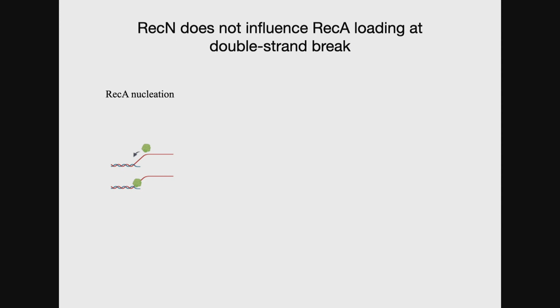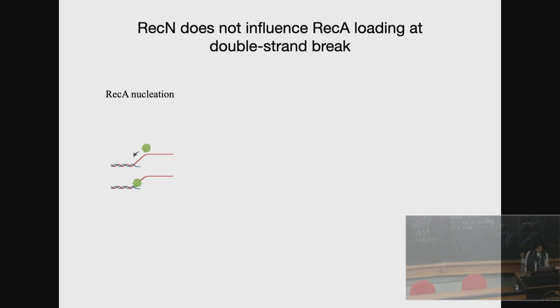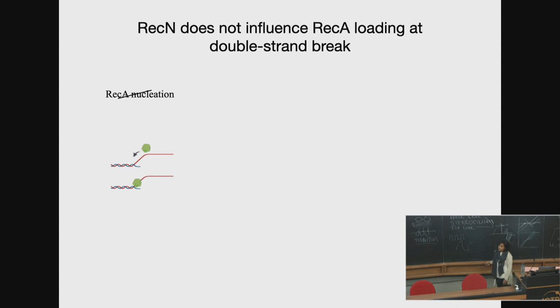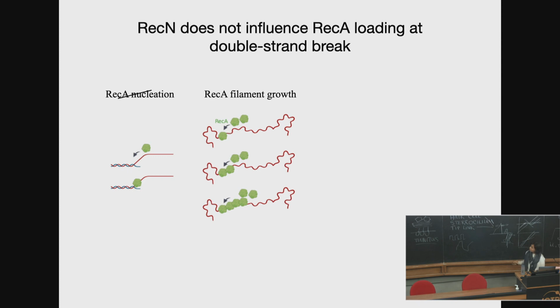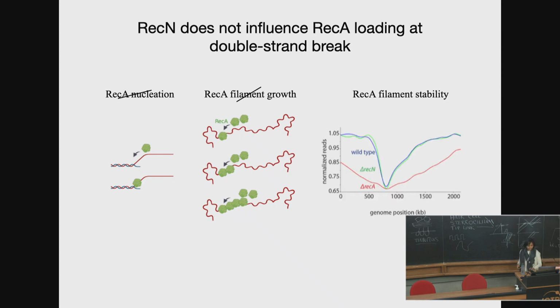Very quickly, I'm going to summarize some key data. I'm not showing you any data for it, but I'm going to summarize the results. We found that RecN does not affect the rate at which RecA nucleates at the break site. We measured this by looking at the intensity change of RecA once a break has formed, and the rates are similar. We also asked whether RecN affects the rate at which the filament grows once RecA has localized to the break site. And in this case too, RecN has no effect on the growth of the filament. And finally, we asked if RecN affects the filament stability of RecA at the break site. And here again, we find that RecN does not affect the stability of the RecA filament.